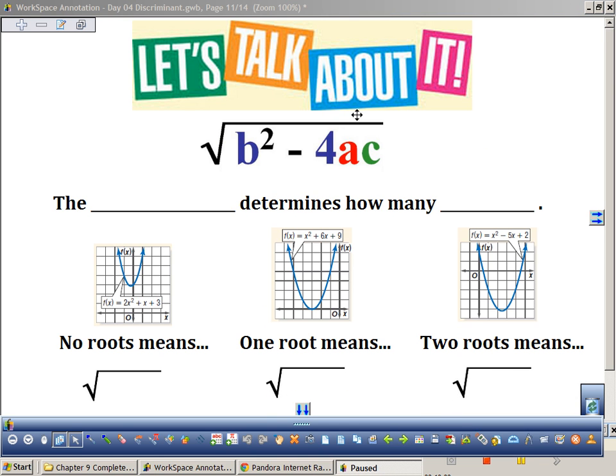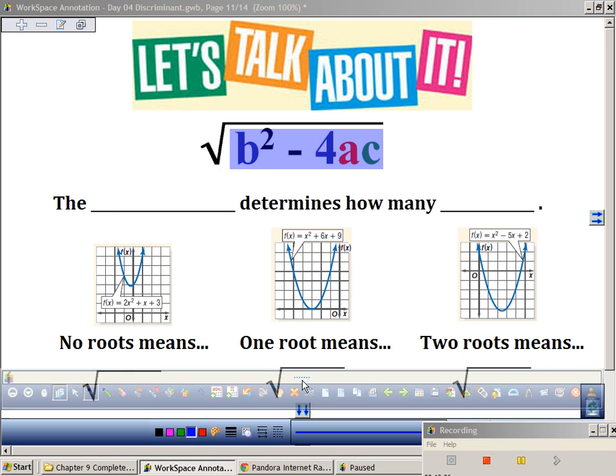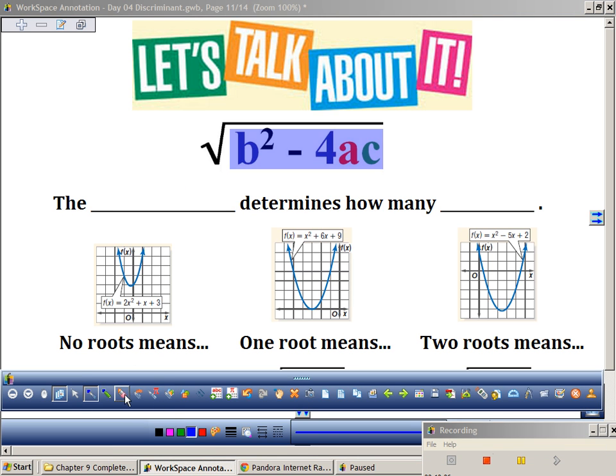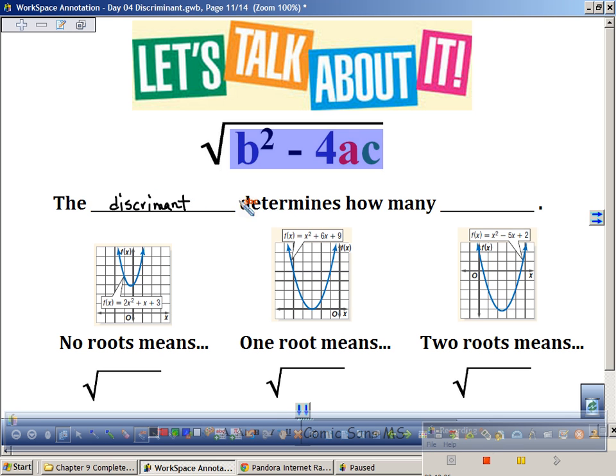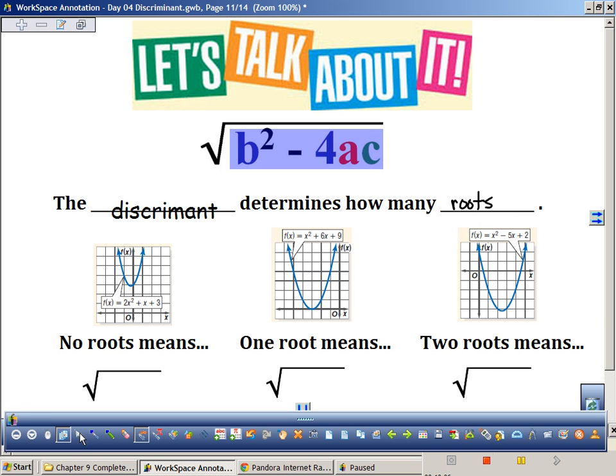All right, so let's sum this up and talk about it. So if I have a square root, because this part is the discriminant right here. I just like to put the square root sign over it because it kind of reminds you of what's happening underneath the square root. So how could I fill this in? The discriminant determines how many roots I have. Good job, guys.